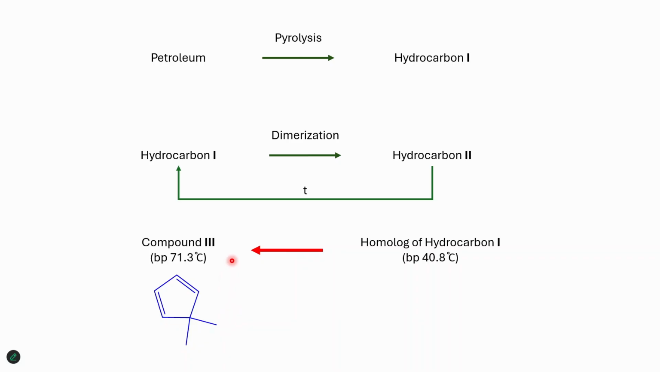Because the question asks us to find the structures of compounds 1 to 3 and A to J, and we found all the compounds in the previous slide, but we only found compound 3, which was the last compound of the synthesis, but we didn't find the structure of compounds 1 and 2, and that's what we are going to do right now. The only information that we have is that hydrocarbon 1 is a homologue of compound 3, and it dimerizes to hydrocarbon 2, and we also know their boiling points.